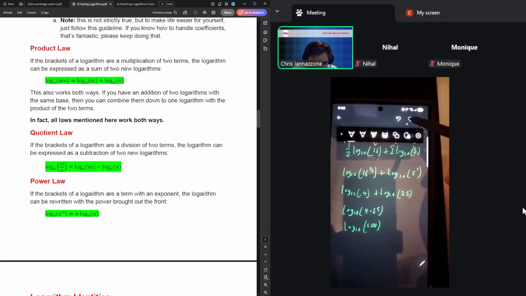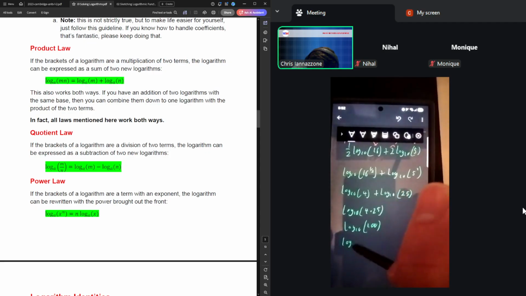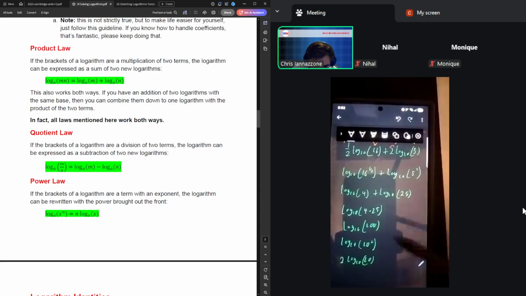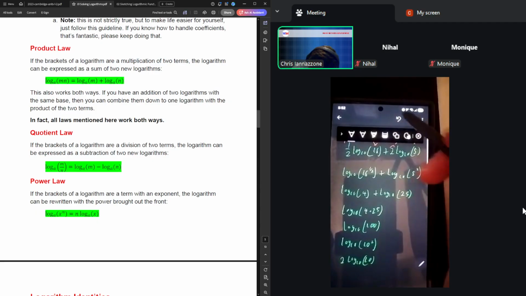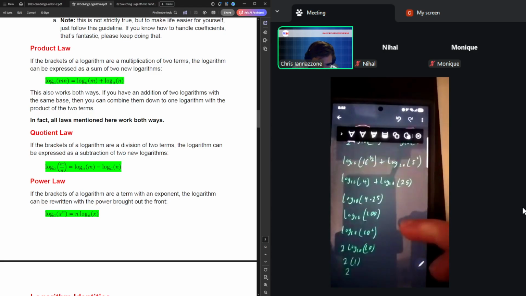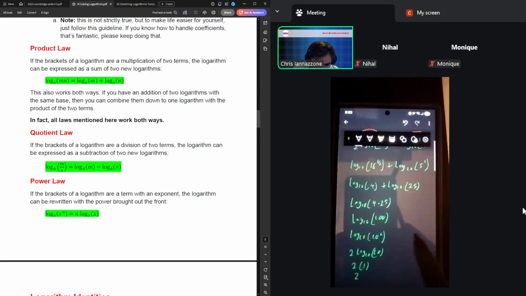As for how to do that in a log laws approach, one of the things you could potentially do would be to convert this down to 10 squared. Use your power law to bring that 2 out the front. And then use the first identity, which is that log a of a, or log 10 of 10, equals 1. 2 times 1, 2. So it's just like algebra. There's multiple ways of getting to the same spot.